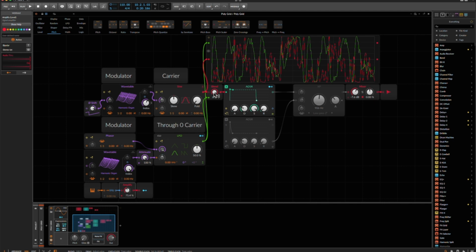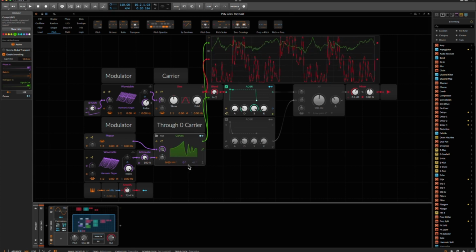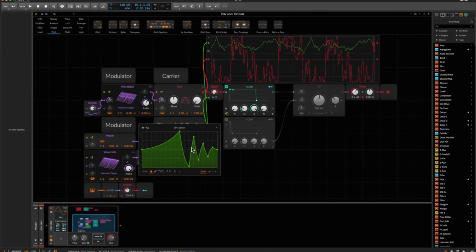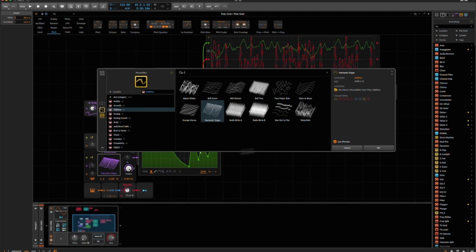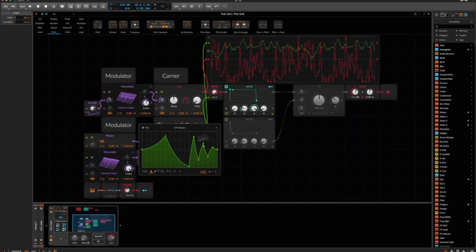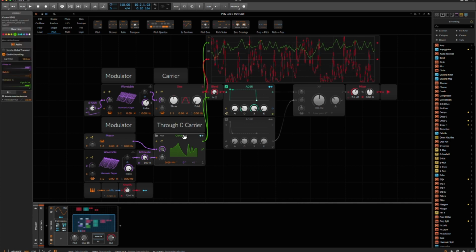So, was there anything else I wanted to talk about? Yeah, just don't forget, we also have different modules here. For example, we can use a curve LFO. So we do not have to modulate a sine wave. We can modulate whatever we want and draw a curve in here. Or also on the modulator side, we can draw in whatever we want and have this through zero FM, FM the heck out of it.